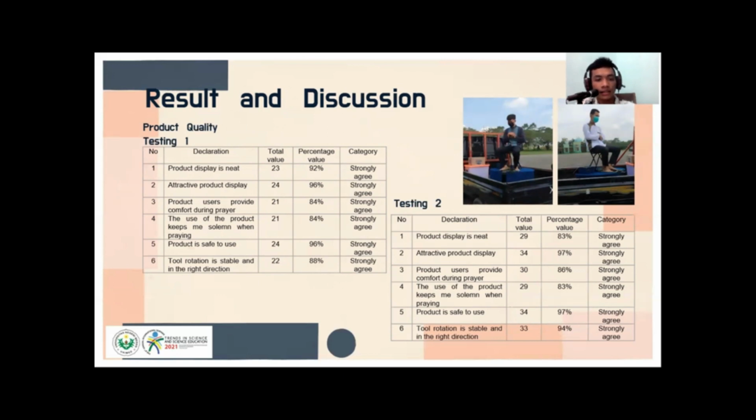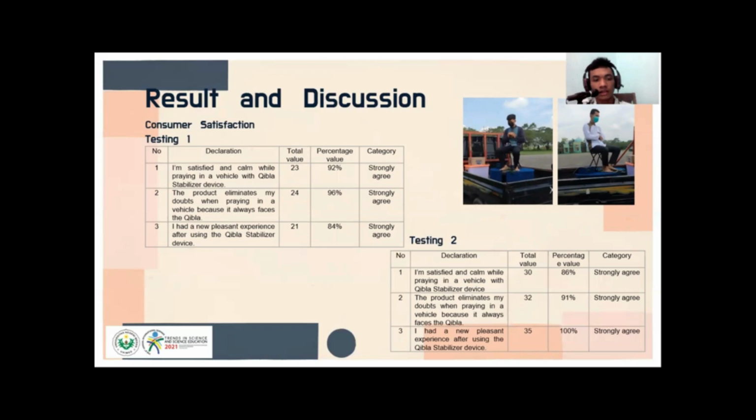In the second stage of testing, after making improvements based on data obtained in the first test, the quality of the product obtained is in the very good category. On the product display, respondents strongly agree that the Qibla stabilizer product has a neatly organized display. The third test is consumer satisfaction.